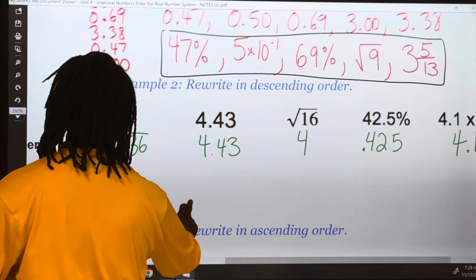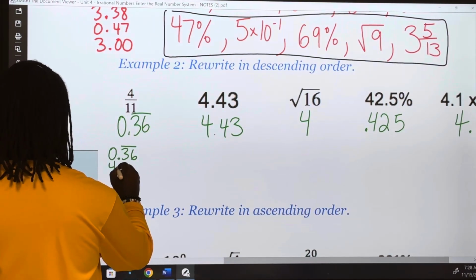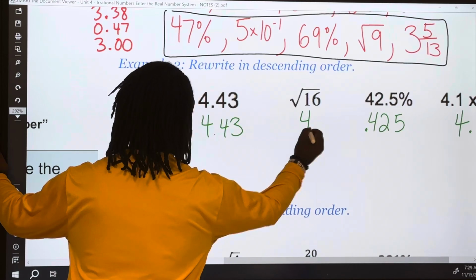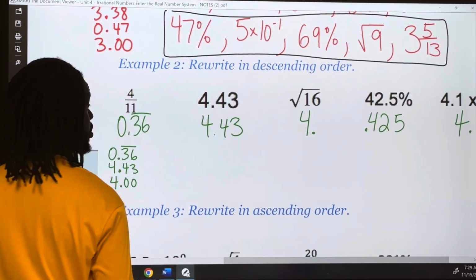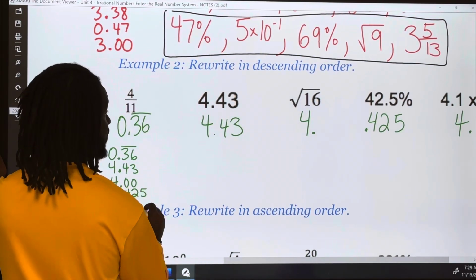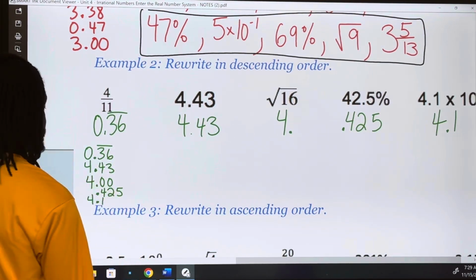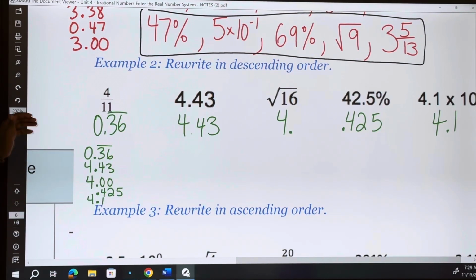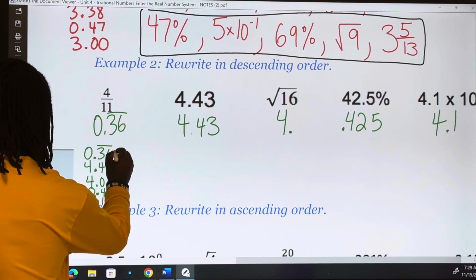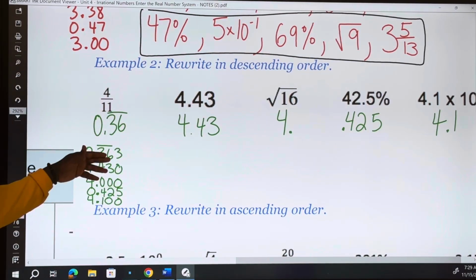Okay, and so then I'm going to line these up. 0.36 repeating, 4.43, 4. Now again, that's 4.0. Then this is 0.425, and then this one is 4.1. Okay, so I lined up the decimal so they're all in the same spot, and then I'm just going to fill in zeros because that will just help me see. Oh, this really technically should be a 3 here, okay, because it's 36 repeating.